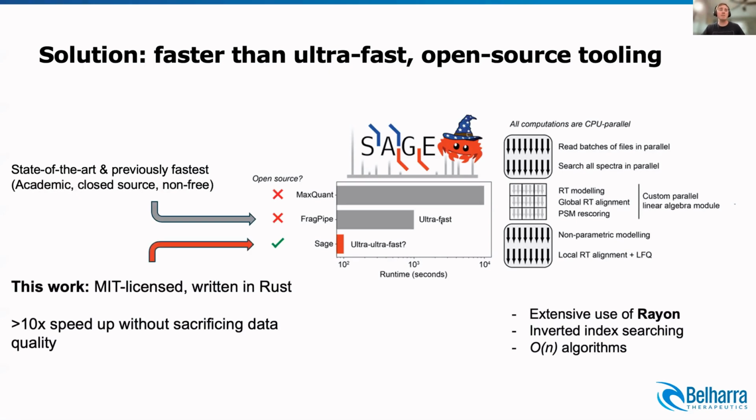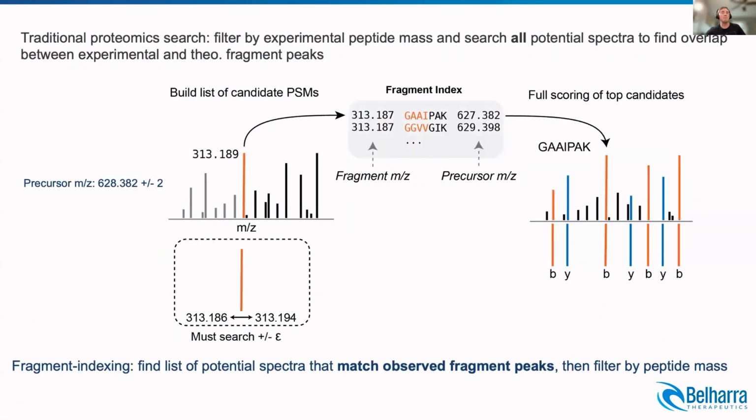Instead, I developed a version of this algorithm in Rust. It's MIT licensed, free for everybody. And we get about a 10 to 25x speed up over the current state-of-the-art tools. Basically, we do this by, proteomics is essentially an embarrassingly parallel problem where every stage of this pipeline can basically be done in parallel, but existing tools are embarrassingly single-threaded. So instead, extensive use of Rayon along with some clever algorithms and data structures allows us to really speed up this problem.